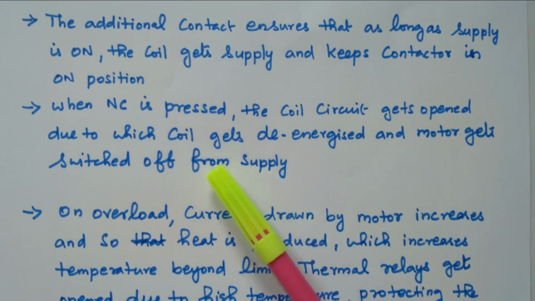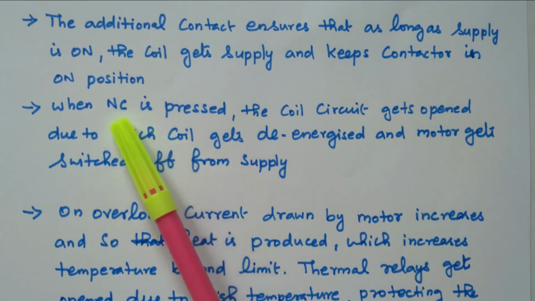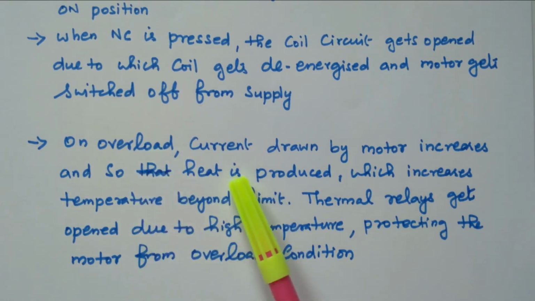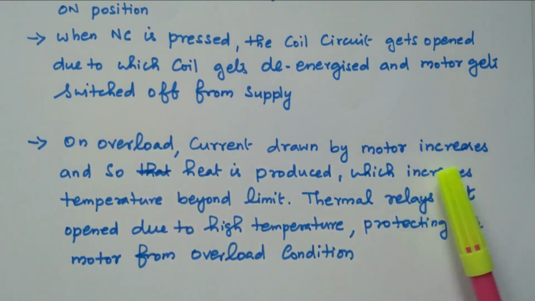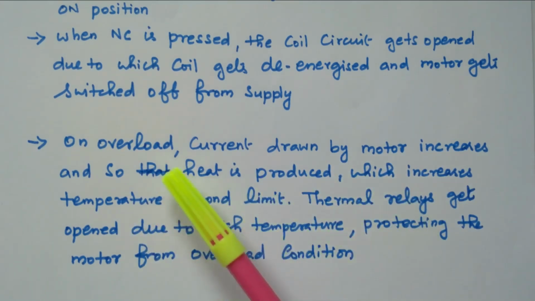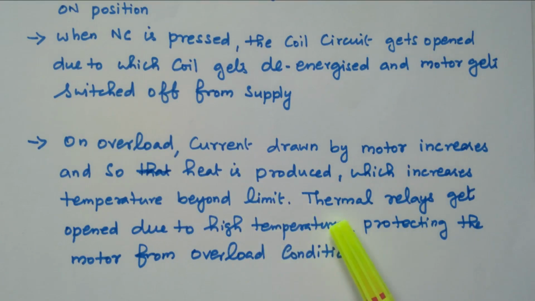So this is another method. If you want to disconnect the supply from the motor, we can press the NC. Apart from that, during an overload, the current drawn by the motor increases, so heat is produced, which increases the temperature beyond the limit. So the thermal relay is available; the thermal relay opens due to the high temperature, so it protects the motor from the overload condition, right. So during overload, we use the thermal relay to disconnect the motor from the supply.